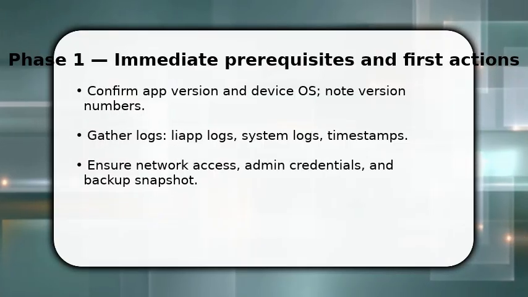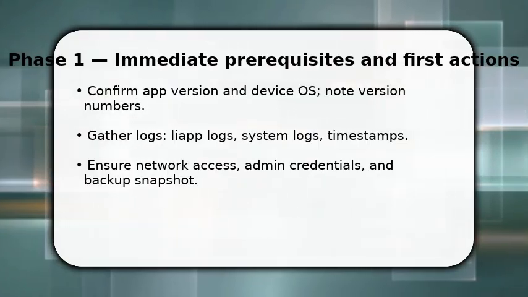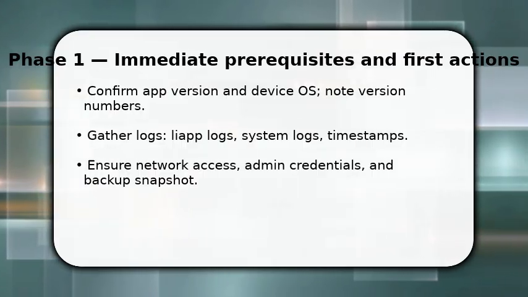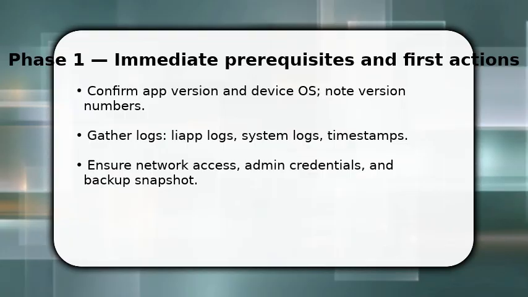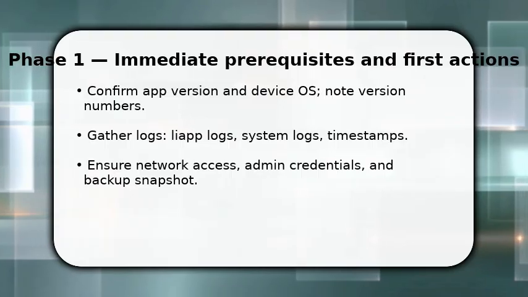You begin by verifying prerequisites and starting the first actionable steps. Check the Liapp version and device OS immediately because mismatches cause false alerts. Once done, pull the relevant logs, Liapp logs plus system logs, and record timestamps. This gives you the timeline.